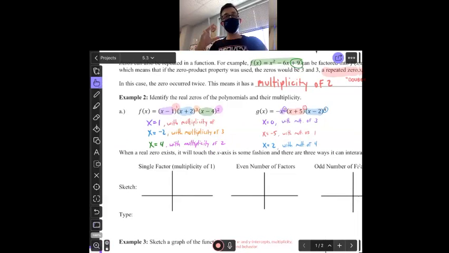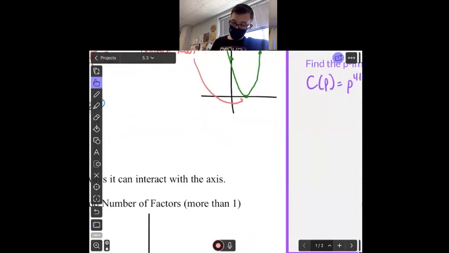Any questions there about being given a factored problem and then finding the zeros, figuring out multiplicity? Okay. All right, so we're going to take that and add a layer to it. So I need you guys to write this down.